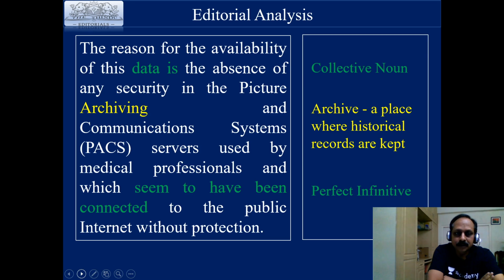Then what is the meaning of archiving? Here it has been used as a verb, ing form, but archive, what is the meaning of the word archive? A place where historical records are kept.